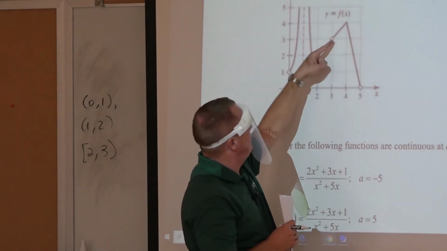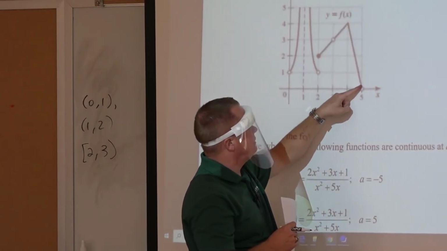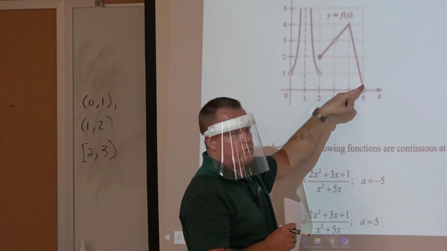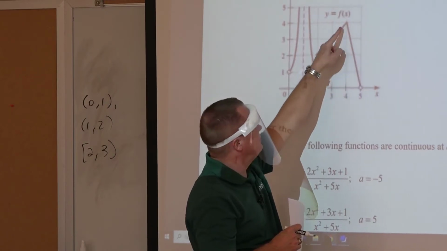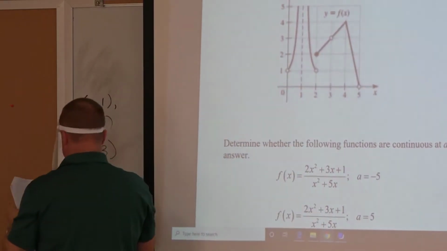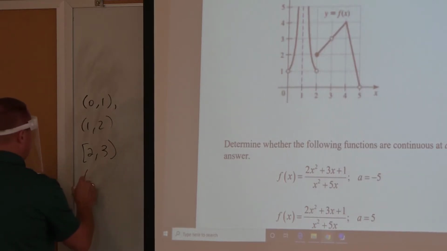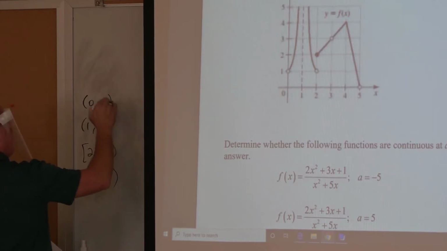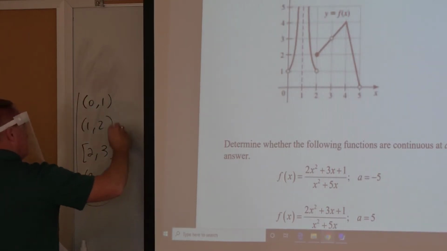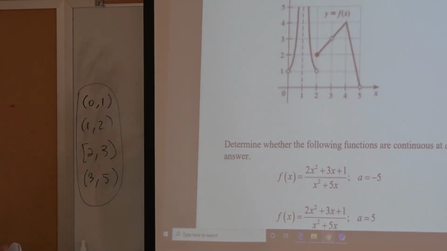All right, now the sharp curve is all right as far as continuity goes. When we do derivatives, that will not be the case. But for this, we'll say from 3 to 5. Okay? So that would be my intervals that the graph is continuous. Any questions about that?